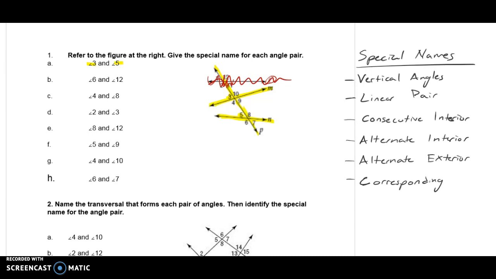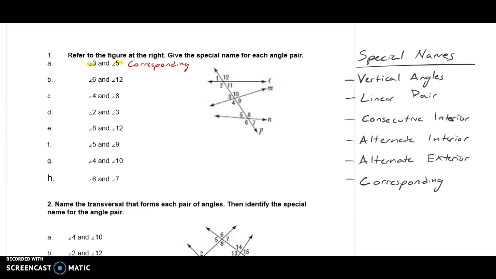So, let's see. I'm looking at 3 and 5. Out of all those options, which one does it look like? This one is corresponding. And let's restart.